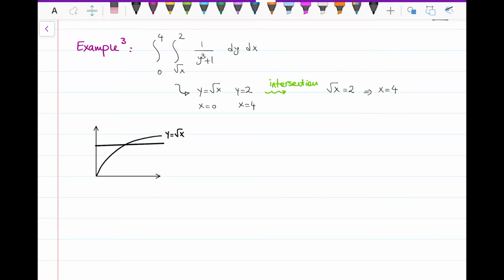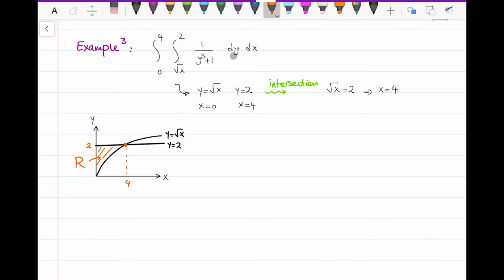So y equals 2 is just some line like this. This is y equals 2. And then x equals 0 would be here. And then x equals 4. x equals 4 is exactly the intersection of these two curves. Okay. This is 4. This is 2. Y-axis, x-axis, and the region R is here. That's the region R.